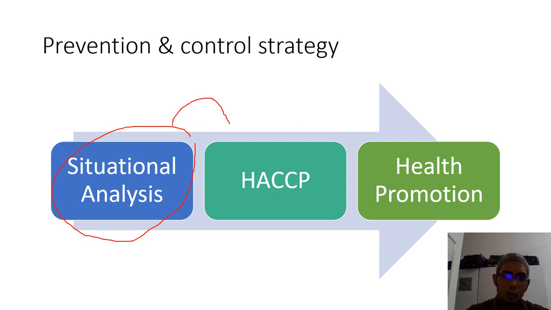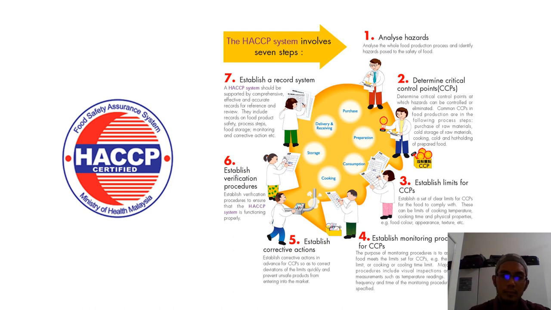So what you need to do, you analyze the situation, look at the area, is it clean or not, do the food handlers receive the jab or not, and you need to do HACCP. Okay, what is HACCP? The term here is defined as hazard analysis critical control point. There are 7 steps here. Number one, you need to do situation analysis of the hazards. What are the hazards? Is it related to the chopping board? Using the same chopping board to cut the vegetable and to cut the meat, so there will be some element of cross-contamination.